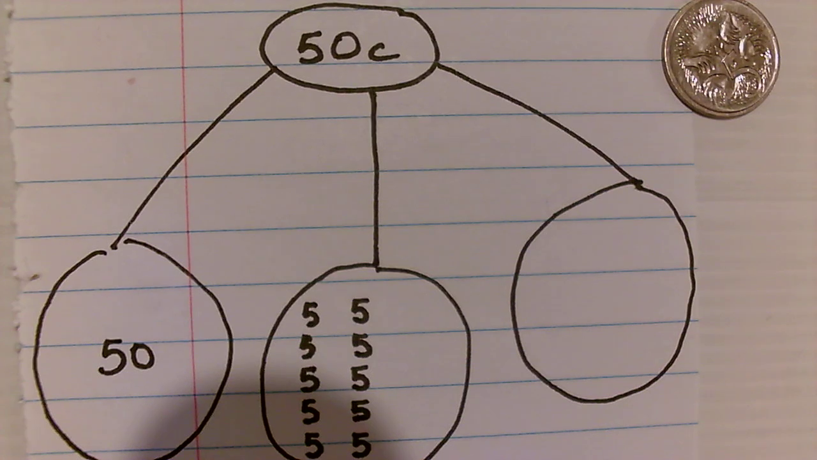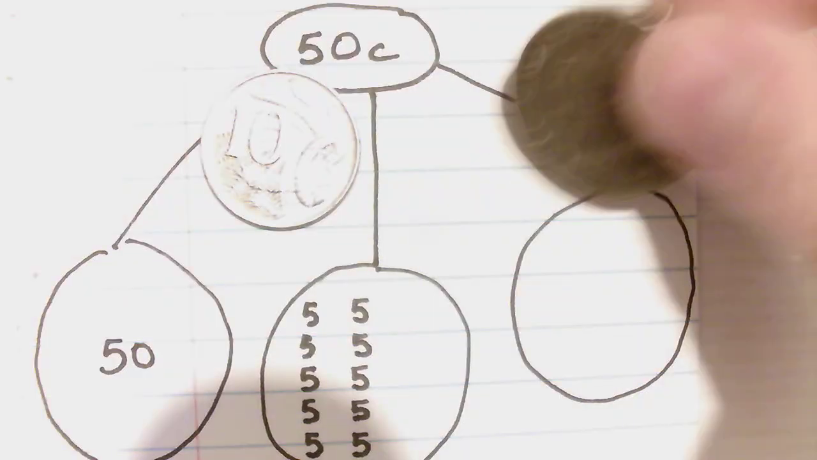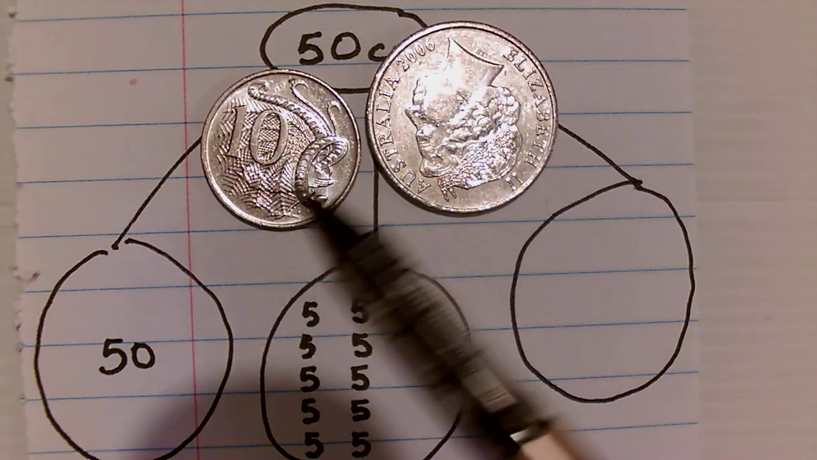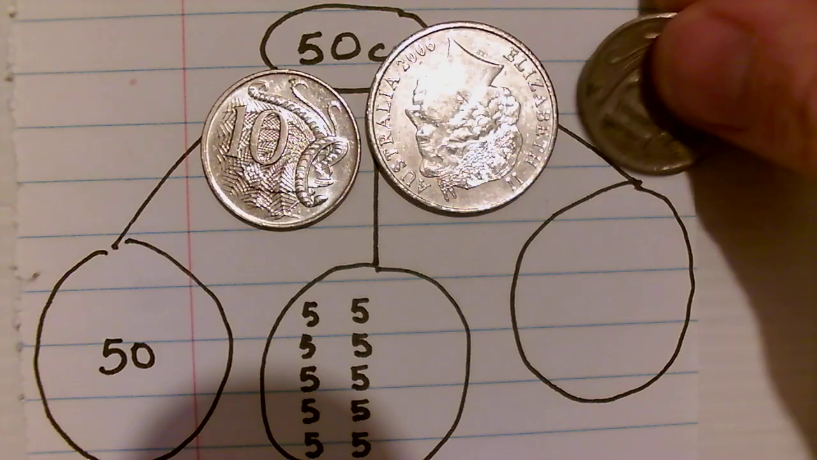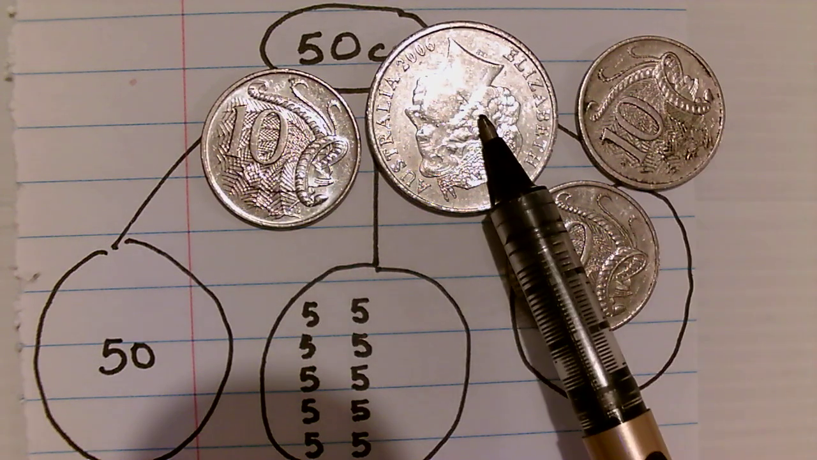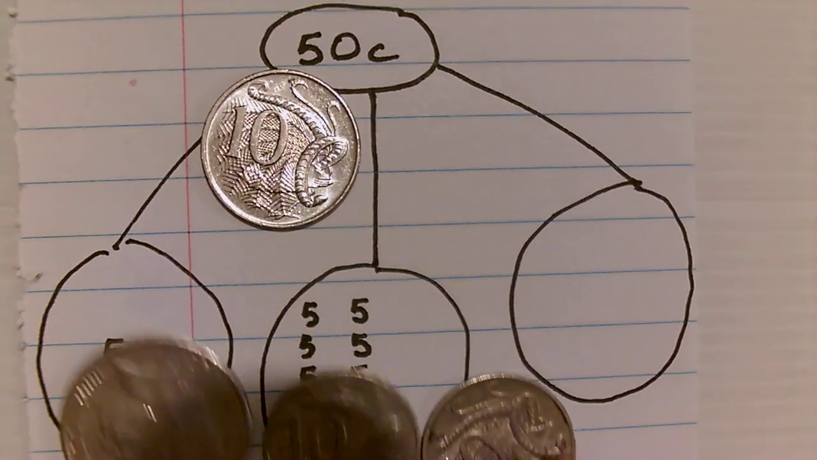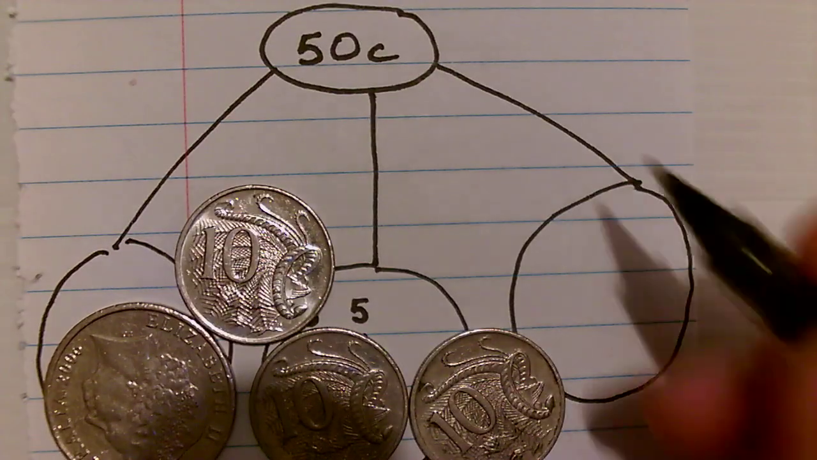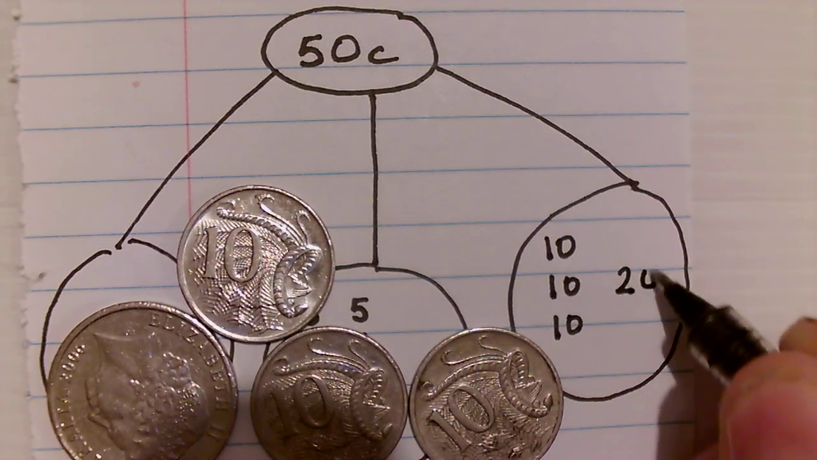I could also make it with a 10 cents, that's 10, and a 20 cents, so that's 10, 20, 30, that's 30 cents, and another 10, that's 40, and another 10, that's 50 cents. So 10, 20, 30 plus 20 is 50. So let's write that one down. That's 10, 10, 10, and a 20.